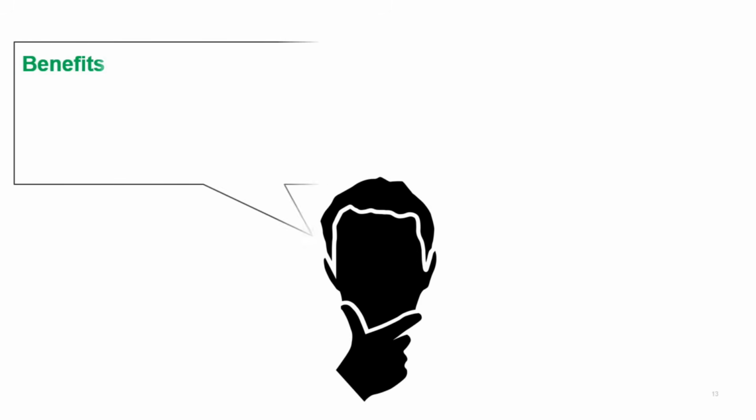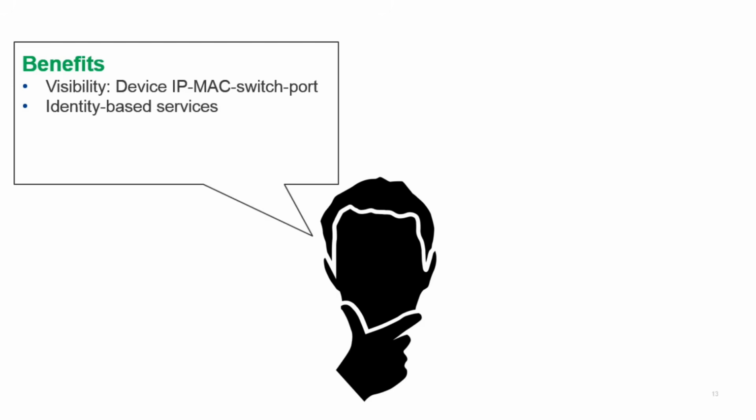On the plus side, MAB enhances your visibility into the network. The system can link the device IP and MAC addresses with connected switch and port. Quite useful for security audits, forensics, and troubleshooting. You get identity-based services. All of the 802.1X dynamic authorization techniques also work with MAB: VLAN assignment, ACLs, and SGA. Also, MAB acts at layer 2, allowing you to control network access at the edge.